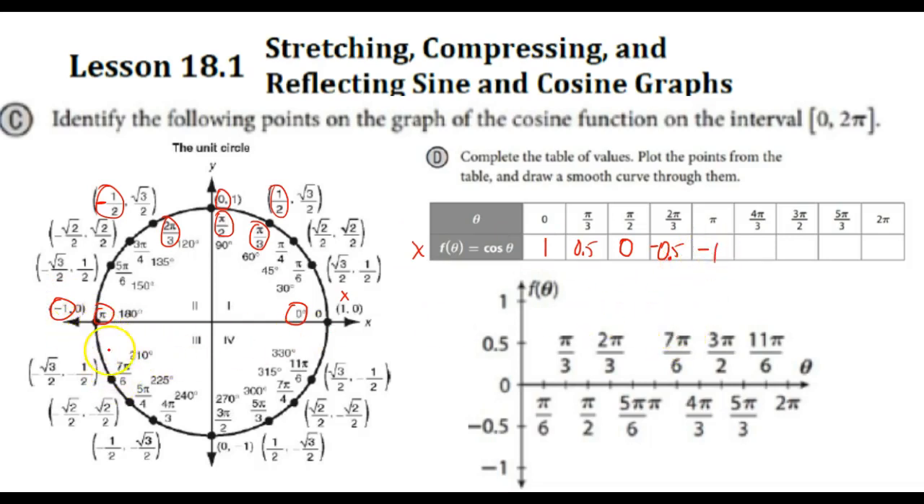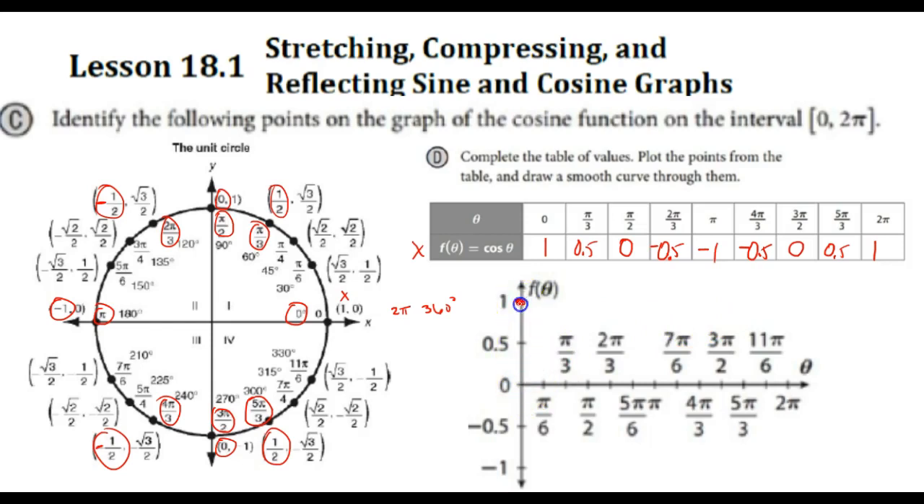For 4 pi over 3, that would be negative 1/2. 3 pi over 2, which is right there, that would be 0. 5 pi over 3, that would be 1/2 again. And 2 pi, which I'm guessing is right here, so not only is it 0, but it's also 2 pi, or 360. That would be an x value of 1. So it started at 1, and it went through some stuff, and then kind of came back. That's kind of cool. Alright, let's graph it.